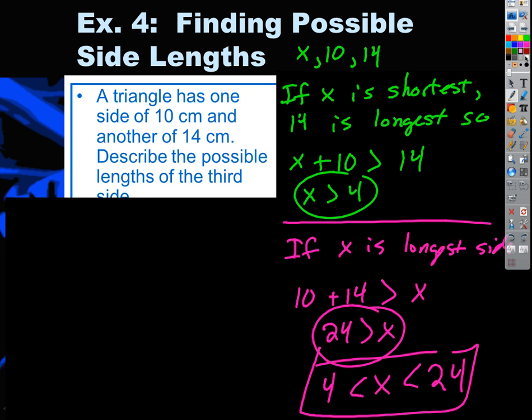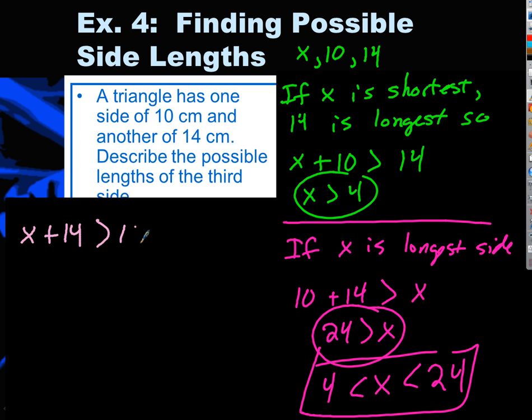Okay, so if I take the other one, what if I say x plus 14 is greater than 10. That one's kind of silly. Why would I even do that? Does anybody see something really crazy? I mean, why is that? Yeah, I'm going to get negative, because 14 is already bigger than 10, right? So that's the case I don't even need to consider, but that's the unimportant one. All we need to consider are the cases where x is the shortest or the longest.